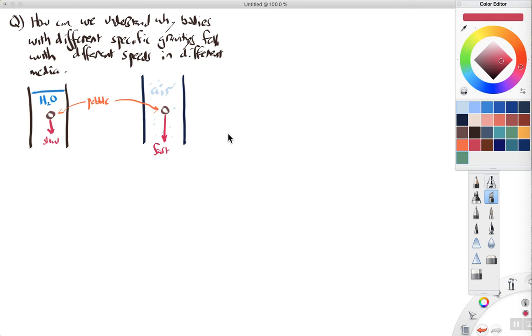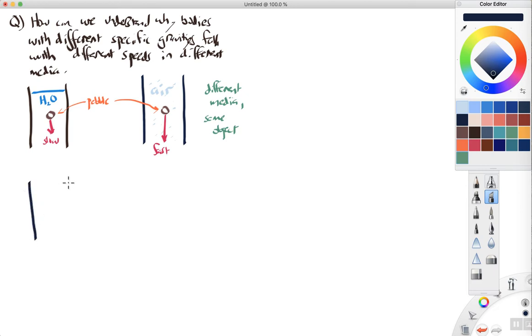Okay? So here is an example of a situation where we have different media, different surrounding substances, but the same object. The same object falling through different media. And we know from experience that the pebble will fall more quickly in air than in water. Okay? Now, let's consider a different situation.